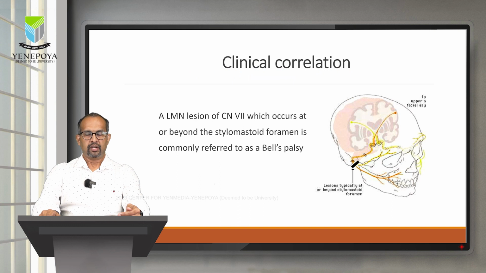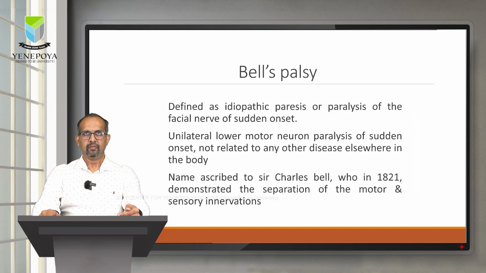LMNL, a lesion of cranial nerve 7 which occurs at or beyond the stylomastoid foramen, is commonly referred to as Bell's palsy. So that is how we define Bell's palsy. You should remember that LMNL, that is lower motor neuron lesion, is nothing but what we call Bell's palsy. So let's look into the Bell's palsy definition.